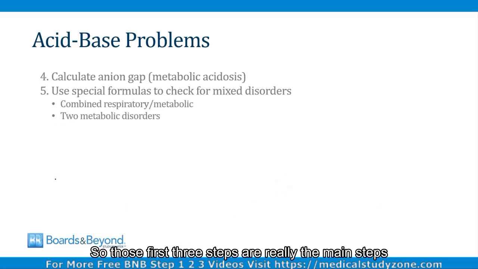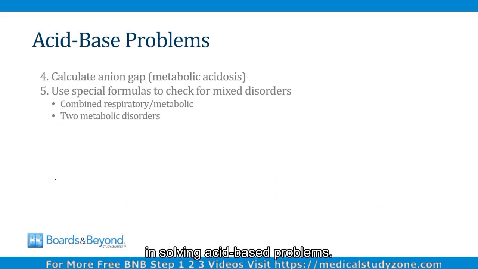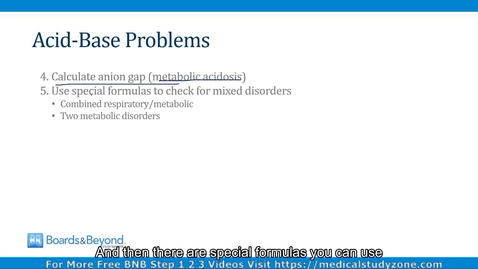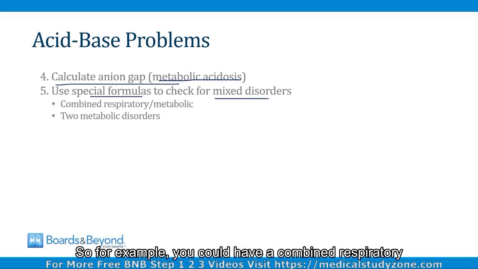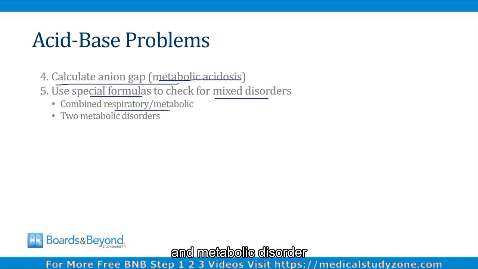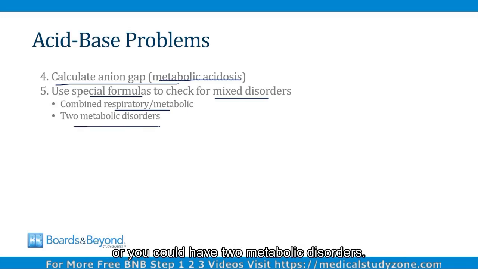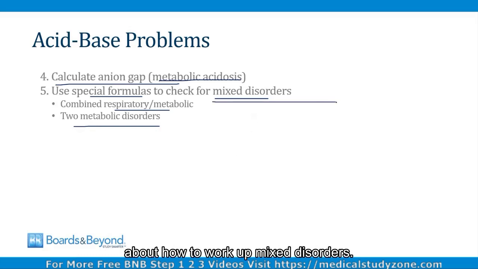So those first three steps are really the main steps in solving acid-base problems. These last two steps, 4 and 5, are sort of add-on steps for special situations. If you have a metabolic acidosis, then you must calculate the anion gap. And I talk about this in detail in the video on metabolic acidoses. And then there are special formulas you can use to check for a mixed disorder. So for example, you could have a combined respiratory and metabolic disorder, or you could have two metabolic disorders. At the end of this video, I'll talk a little bit about how to work up mixed disorders.